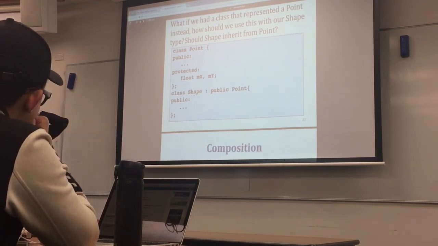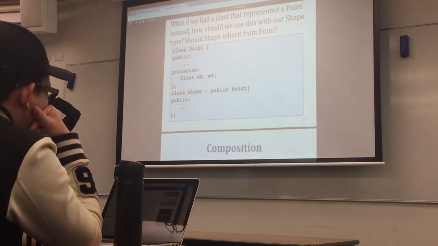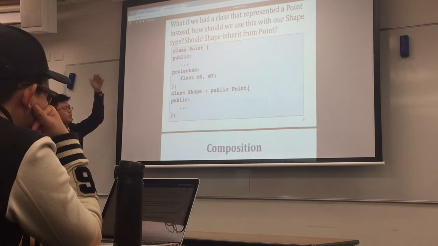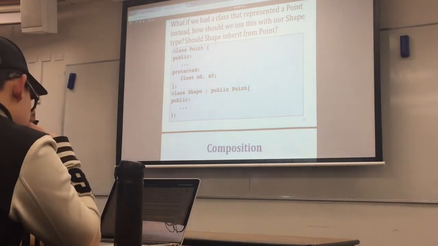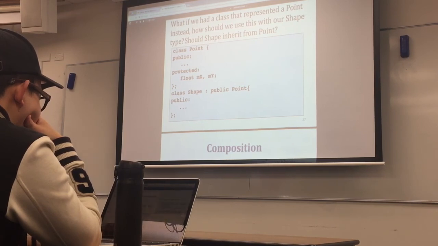So it is tempting to make class shape a derived class of point, because you can save yourself from declaring these and all the behaviors associated with these. But in terms of concept, shape is not a point. So is shape a point? No, not really. It does have some common attributes, but in terms of concept, it's not. So in that case, you might not want to do this. It would just make your life more difficult when you program.